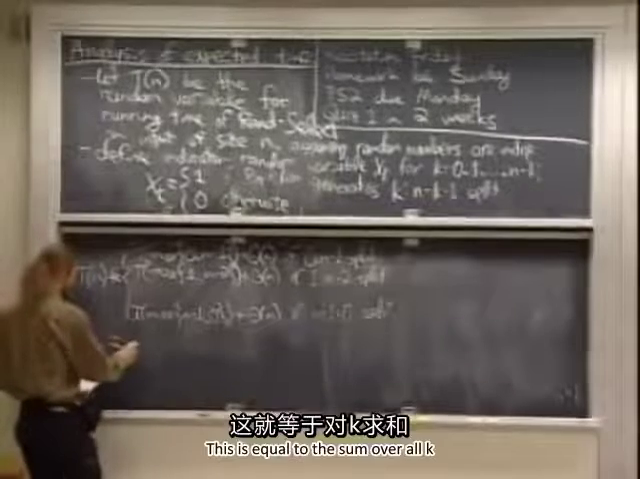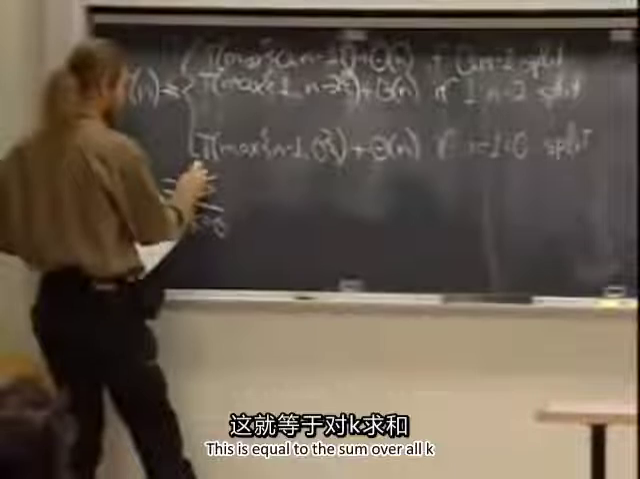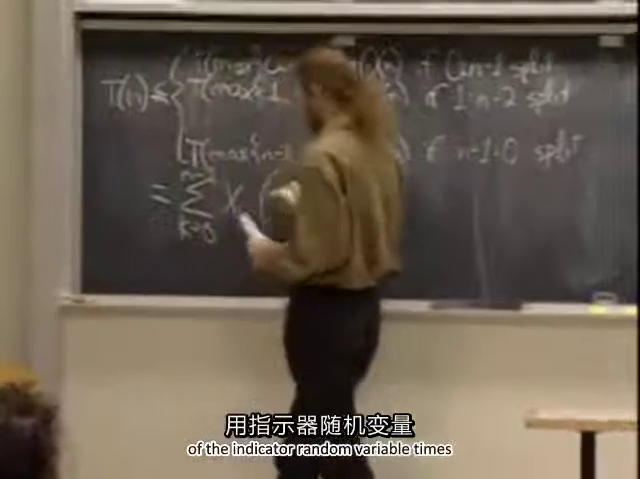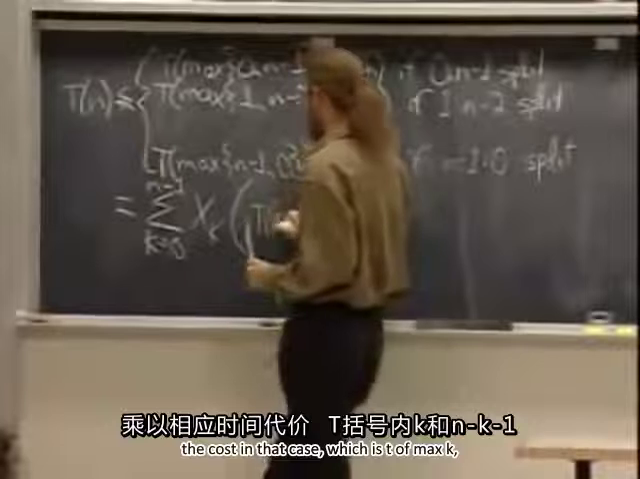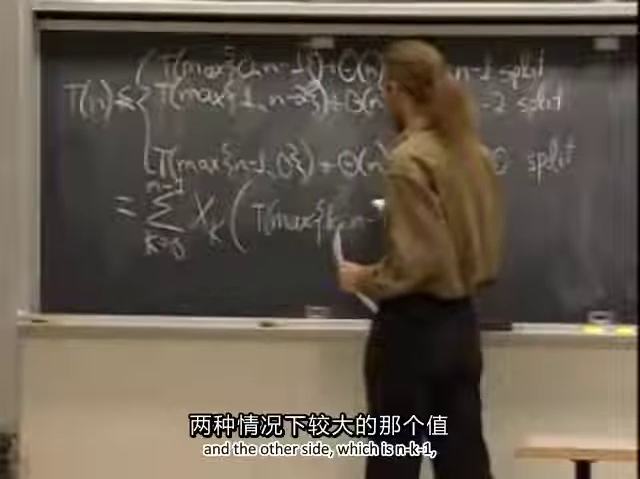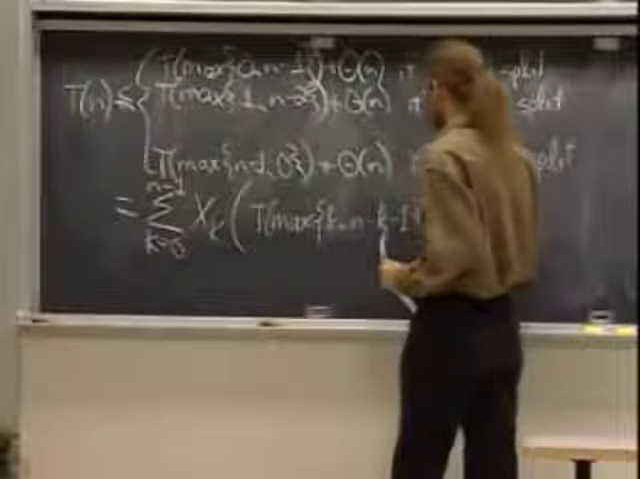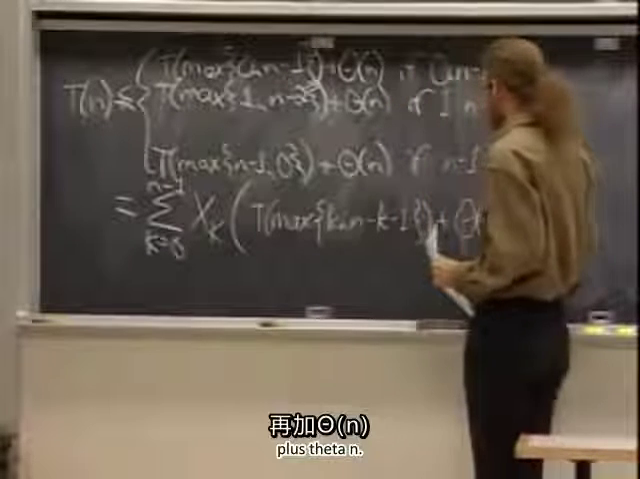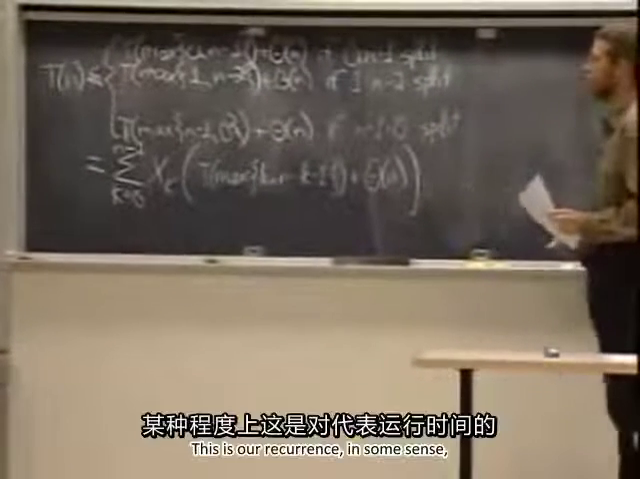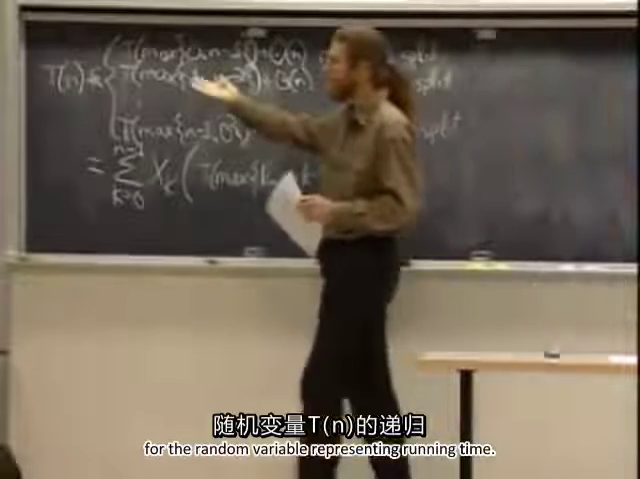So this is equal to the sum over all k of the indicator random variable times the cost in that case, which is T of max of k and the other side, which is n minus k minus 1, plus theta n. Okay, so this is our recurrence in some sense for the random variable representing running time.